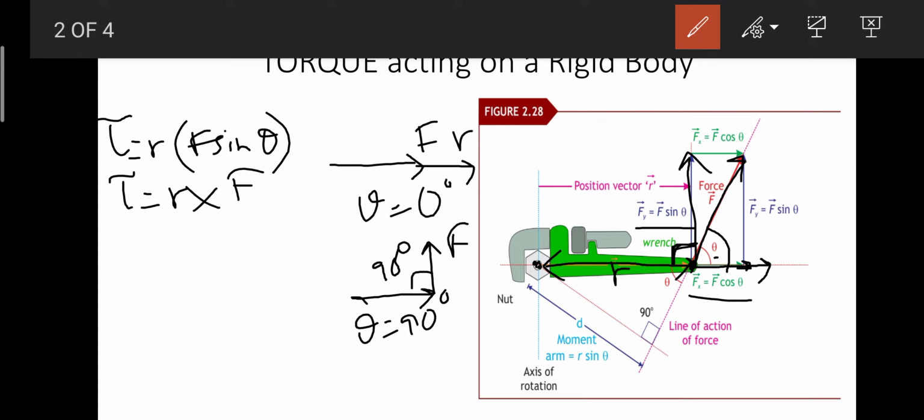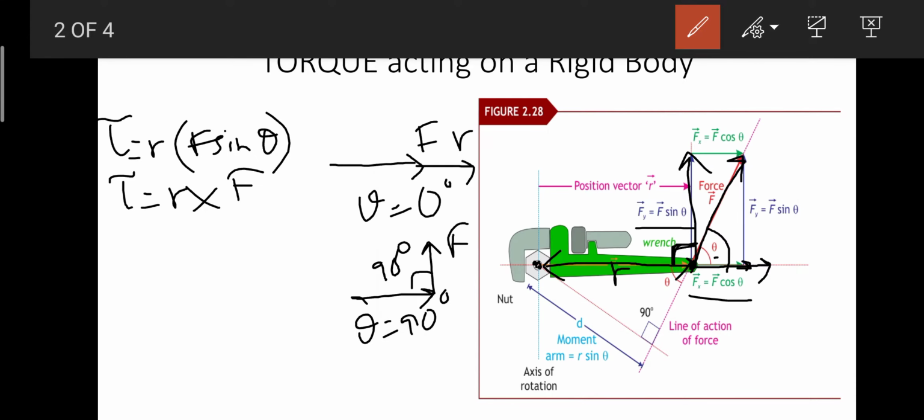Now in the second case, what would happen if I resolve this r, that is the moment arm, into its components, and see which component is perpendicular to f. So for that, what I have done, I have drawn the components of r.